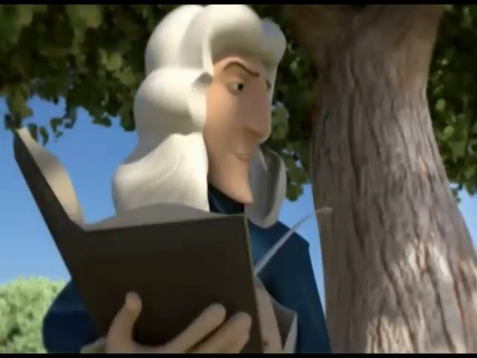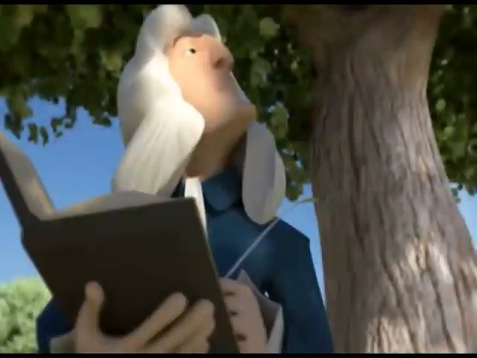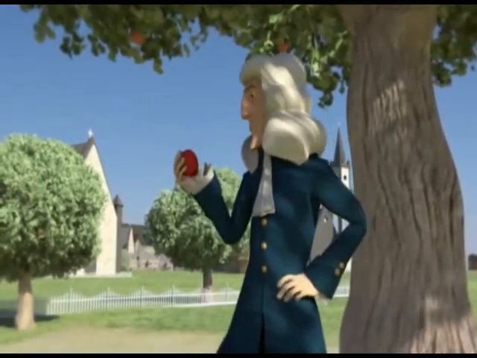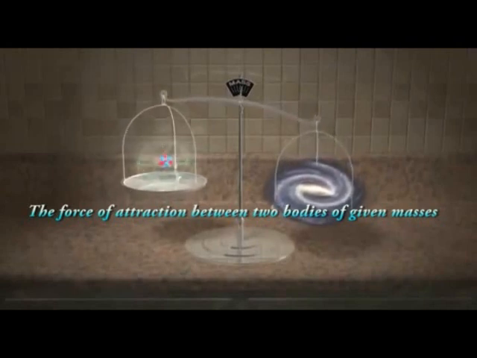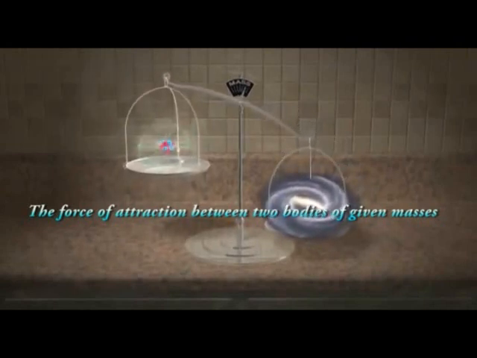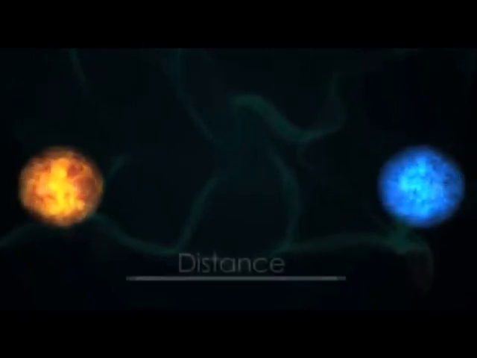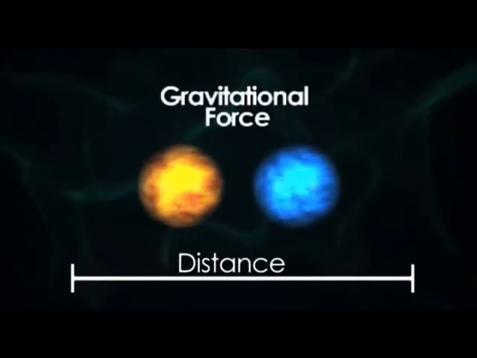Newton discovered that the Earth exerts a force of attraction on any body or object near its surface, and this is gravitational force, or the force of gravity. But more specifically, gravitational force is the force of attraction between two bodies of given masses. Objects with large masses have higher gravitational force or pull. The gravitational force between two objects also depends on how far apart they are. The closer they are, the stronger the gravitational force between them.